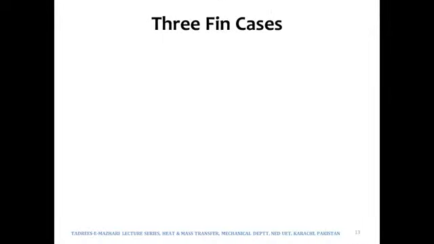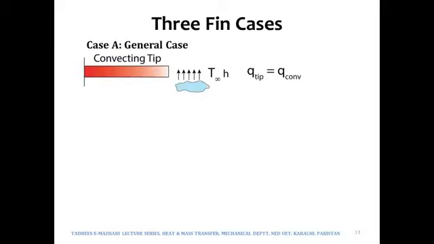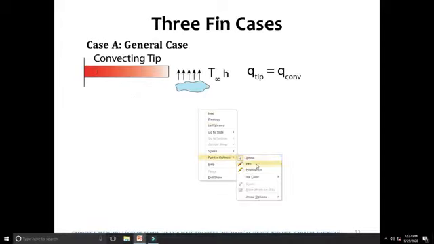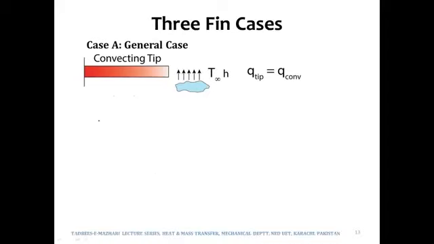But before we start applying the boundary conditions, we would be dealing with three fin cases. And what are those three fin cases? This is a very important point that you need to understand very carefully. The first case is the general case. General case means this is the fin attached to some original assembly. The heat will be conducted into the fin, and as the heat is conducted all along the length of the fin, the temperature would keep on decreasing, and it would be minimum at the tip of the fin.